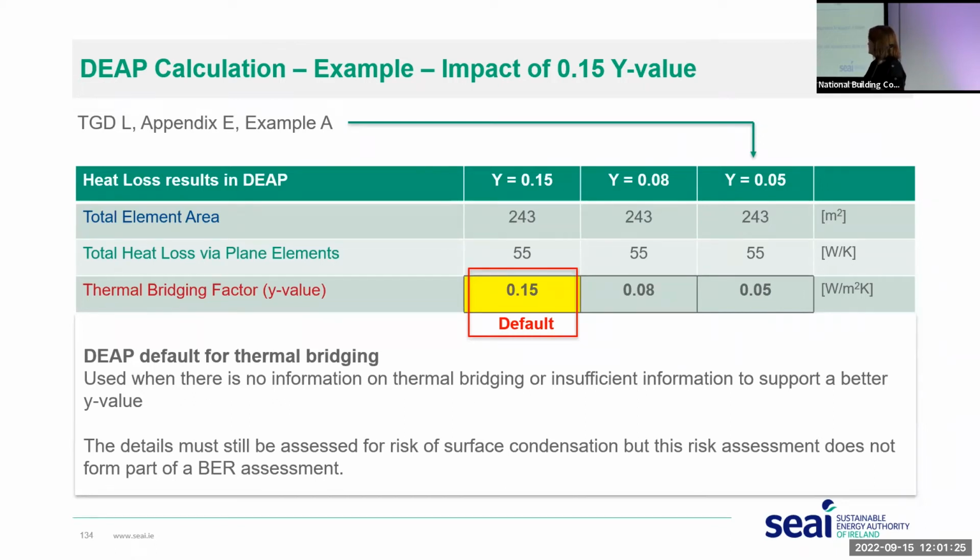Just to be mindful that even for this figure, even though there is no information on the SEAI values given to the BER assessor, the designer still must satisfy themselves that they've assessed the junction for risk of surface condensation, but this doesn't impact on the BER.